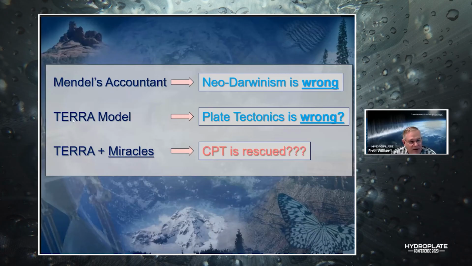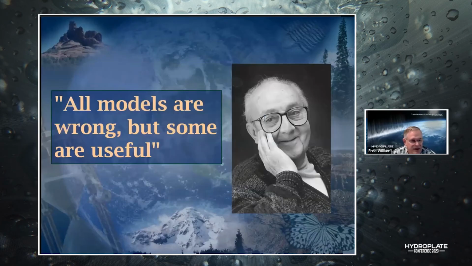Now, the Terra model, I could argue it actually shows, because you need miracles to make it work, that plate tectonics is wrong. But it's not a powerful model, so I wouldn't even go that far. But if it was going to have a usefulness, there it is. Because you have to use miracles to get it even to produce the output you want, that means the model isn't producing evidence for your theory. Therefore, plate tectonics is wrong. Terra plus miracles, CPT is rescued. That's highly questionable. Again, all models are wrong, but some are useful.